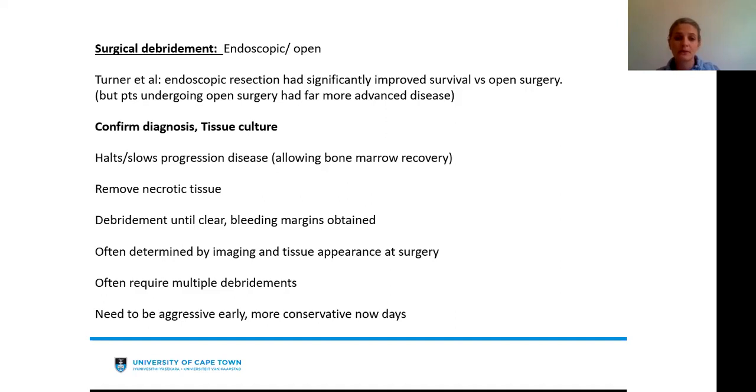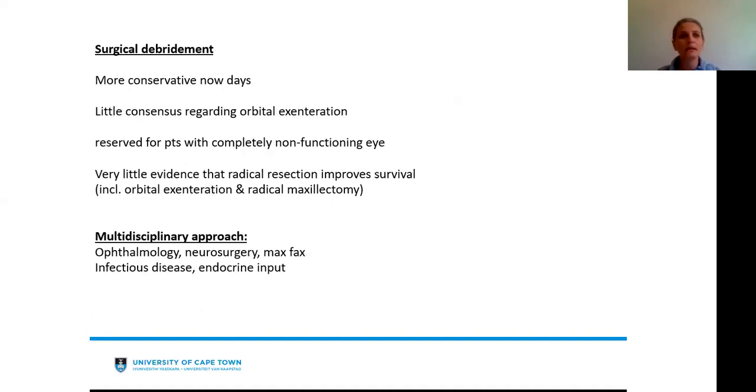So you need to be aggressive early on, even though the extent of surgical debridement is slightly more conservative these days versus previously when it was a lot more extensive. There's very little consensus regarding orbital exenteration, and orbital exenteration is really only reserved for patients with a completely non-functioning eye. There's also very little evidence that radical resection improves survival, and that includes orbital exenteration and radical maxillectomy. It's very important to have a multidisciplinary approach in these patients.